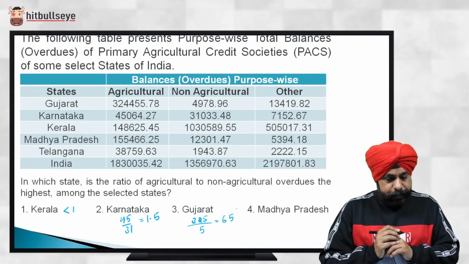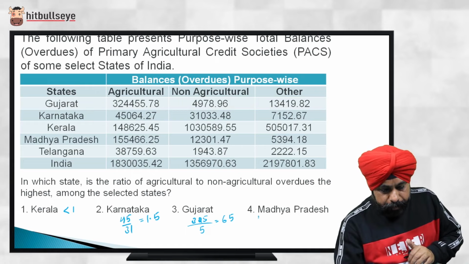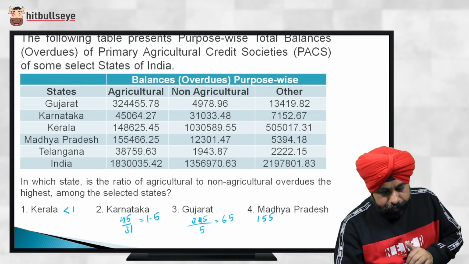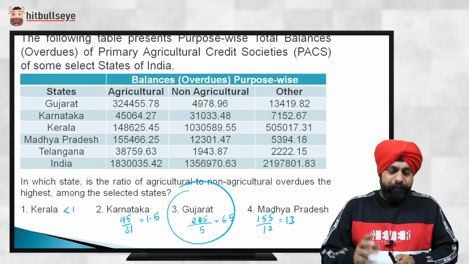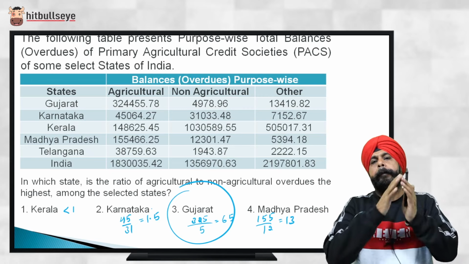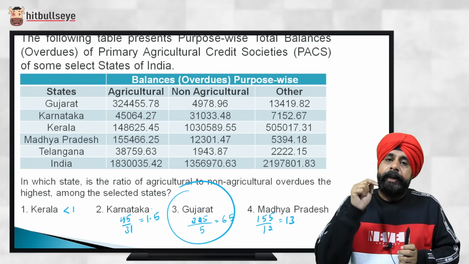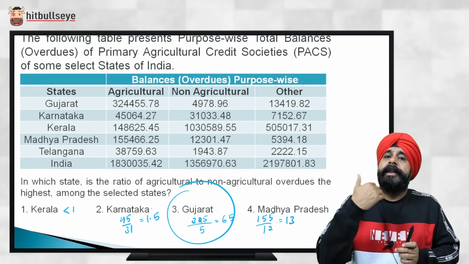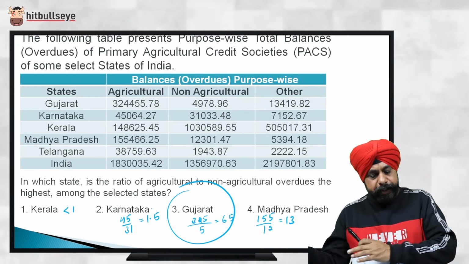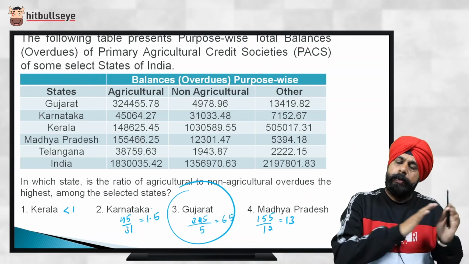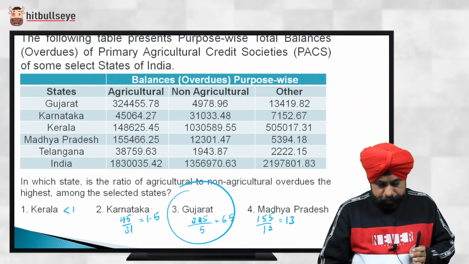Last is Madhya Pradesh, 155, 12,000. So, people, we can take 155,000 and this is 12,000. So, this is roughly 13. You can say the maximum ratio happens in case of Gujarat. Very easy. Just compare roughly. Here you guys can spend so much time, that is technically a wastage in calculating the exact values. See, there is so much gap, 65, 13, 1.5, less than 1. No need to do the exact calculations.